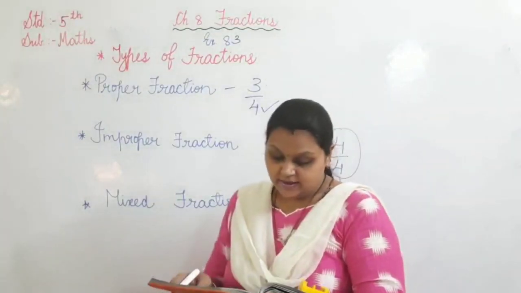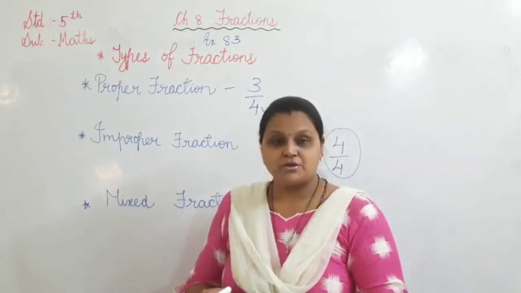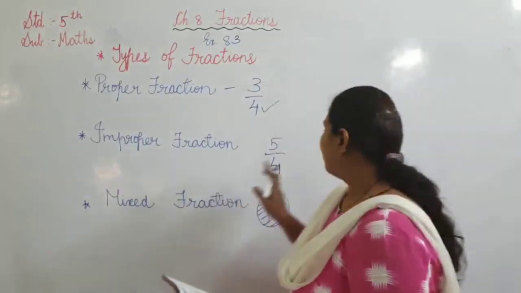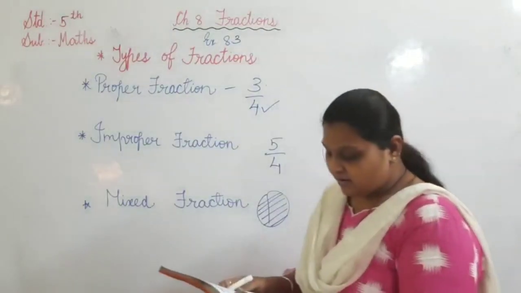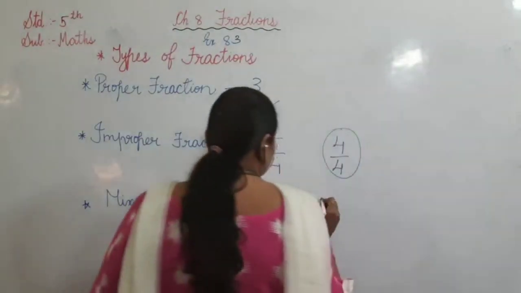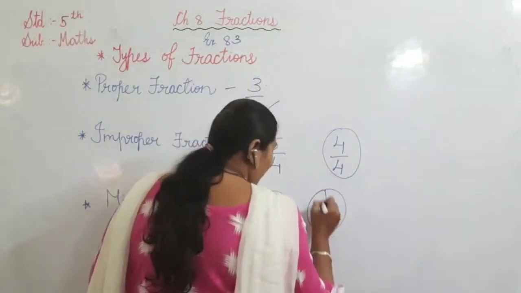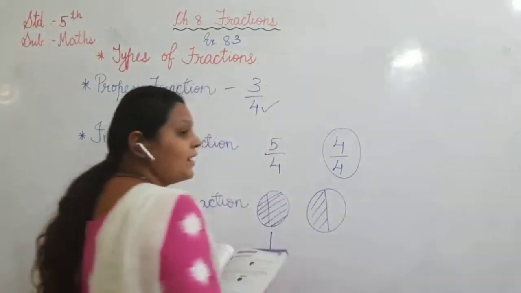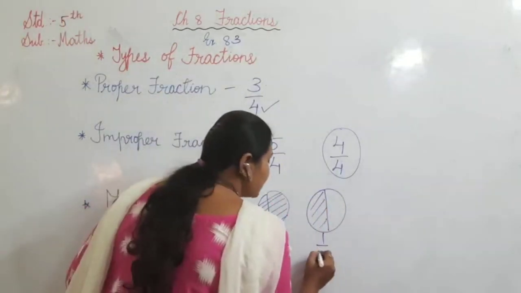Now second, 2 upon 2 is an improper fraction. We know 2 upon 2. Here I have told 4 upon 4 is an improper fraction. Here suppose we can write 1. Here 1 part out of 2 parts is colored. So what will we write? We will write half.